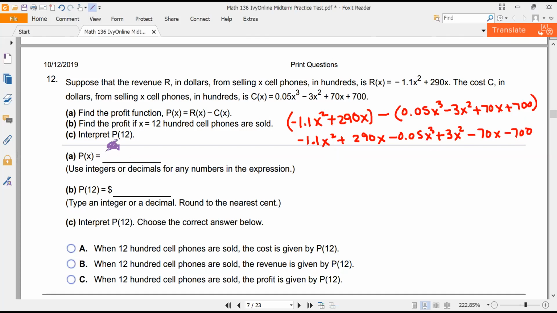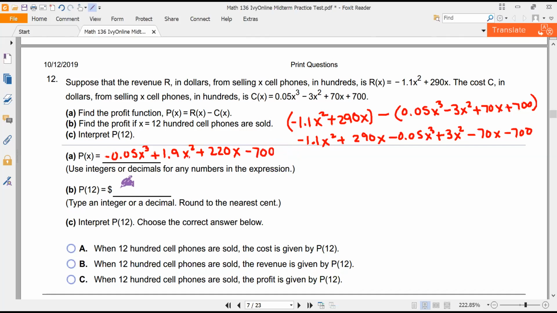So if we combine like terms, first of all, the x cubed is the highest power, so this is negative 0.05x cubed. For the x squareds, we have a negative 1.1 and a 3. So if we add that together, that would be 1.9, and it's positive x squared. For the x's, it's 290x minus 270, so that'll be positive 220x. And for the constant, it looks like all we have is the minus 700. So that is our profit function.